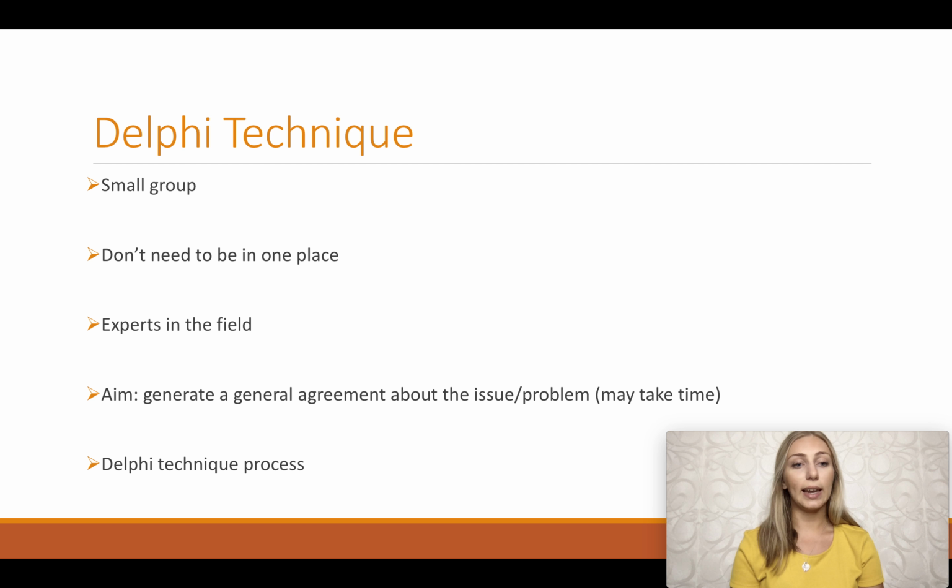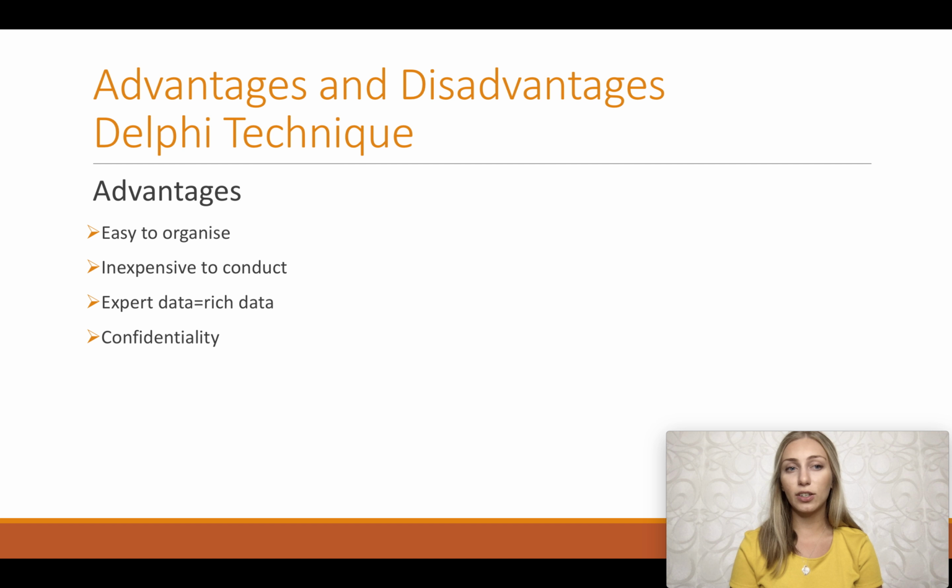The aim of the Delphi technique is therefore to generate a general agreement about that issue or problem that these experts have. Therefore, it may take time because they need to reach a general consensus on the issue. The Delphi technique has a particular process that we run through, and I'll actually discuss this in class rather than on here. So the advantages to a Delphi technique. It is easy to organise because you don't need to get the group together. It's easy to just give out, say, the questions that you will be discussing via email, etc.